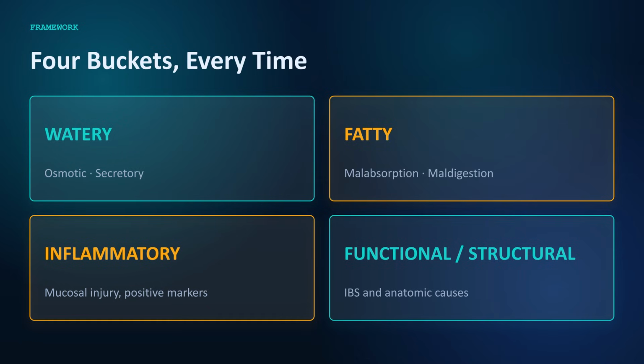Once you know the bucket, the test list becomes short, and the differential becomes finite. So bucket first, diagnosis second, and know that the buckets overlap. Celiac disease raises fecal fat and the osmotic gap at the same time, so read the whole picture.